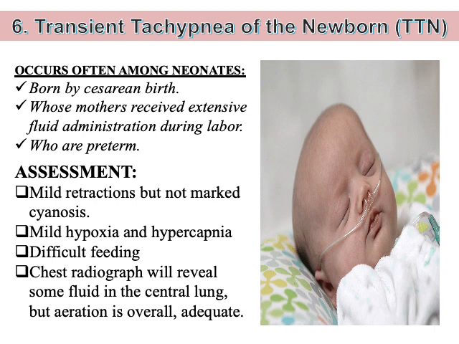But what are the typical assessment findings? There could be mild retractions, but not marked cyanosis. There could be mild hypoxia and hypercapnia. There could be difficulty feeding, and chest radiograph would reveal the fluid in the lungs.